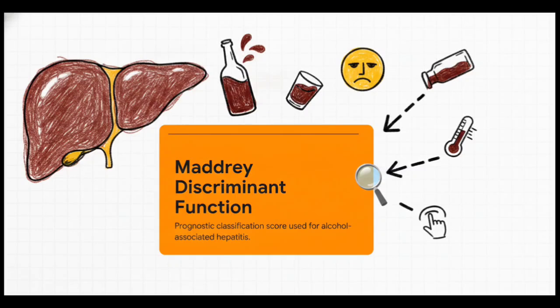When you see a clinical vignette with a patient who has heavy alcohol use presenting with jaundice, fever, and tender hepatomegaly, this scoring system should instantly jump to the forefront of your mind.